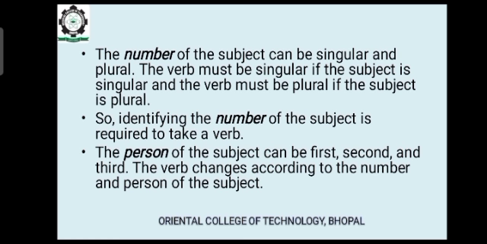The number of the subject can be singular and plural. The verb must be singular if the subject is singular and the verb must be plural if the subject is plural. So, identifying the number of the subject is required to take a verb. The person of the subject can be first, second and third. The verb changes according to the number and the person of the subject.